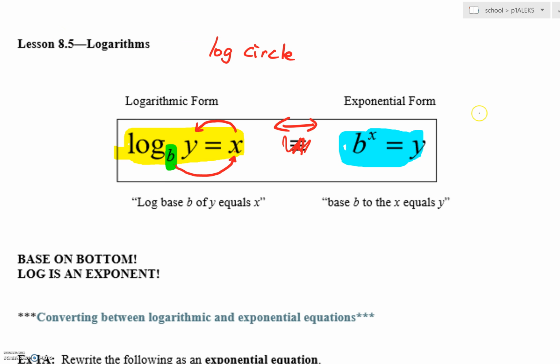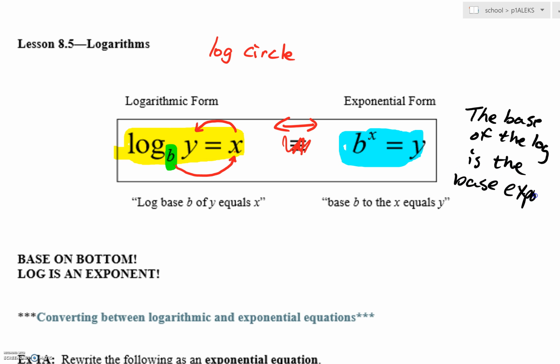One thing I always write, and I think it's really helped kids a lot, is you recognize that the base of the log is the base of the exponent. And if you remember that, you're going to be in real good shape. The base of the log, you can see right there, that's b. It's also the base of the exponent. And you can see that b right over here. That can be extremely helpful. So we can make ourselves a little log circle, and it can help you out big time.